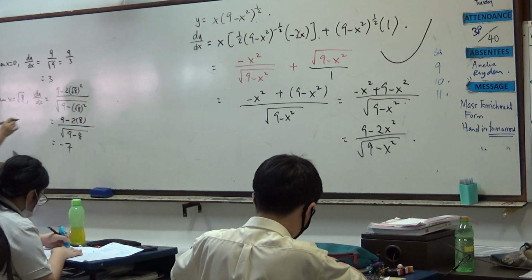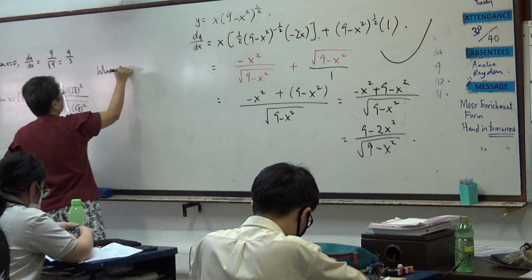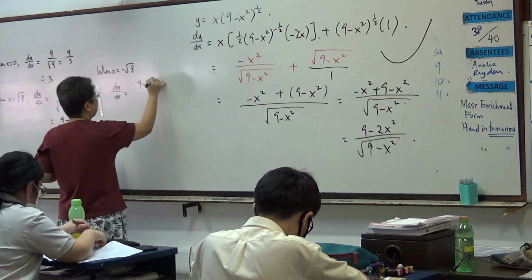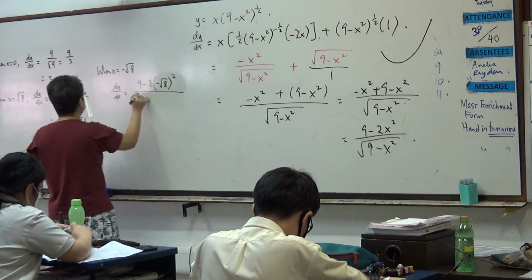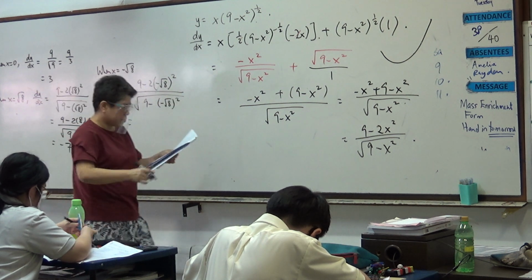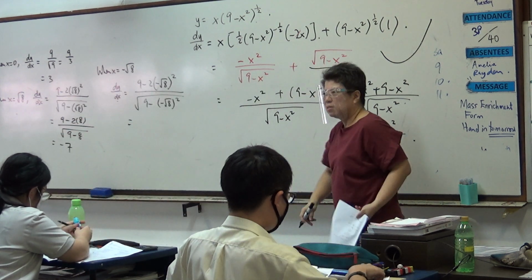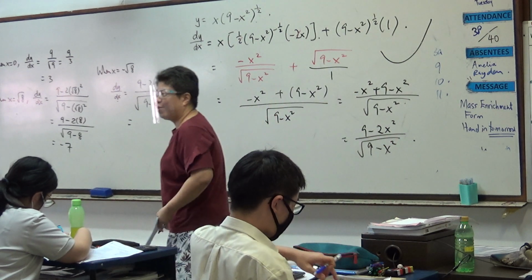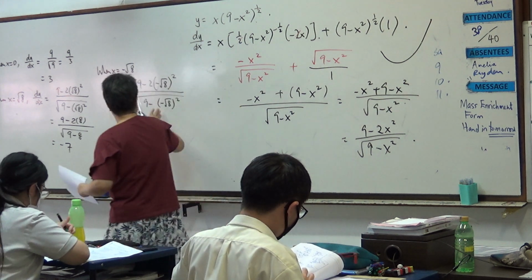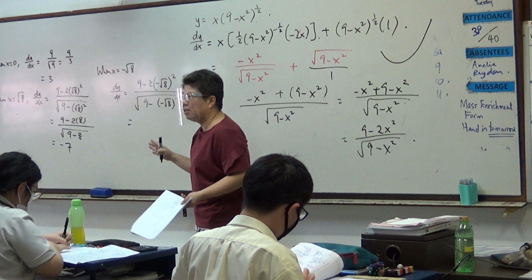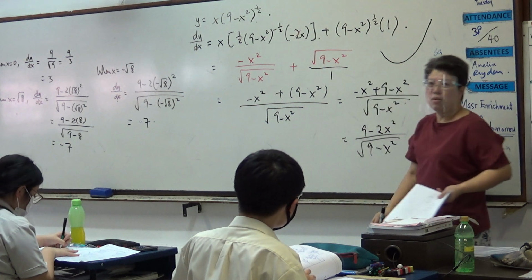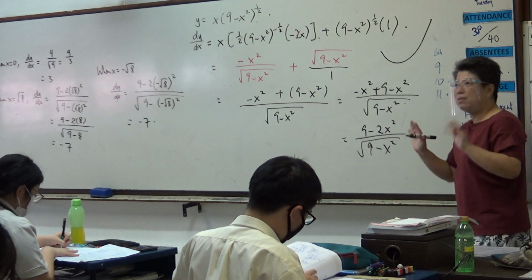Okay, I have one last point. What is it? Negative root 8. Actually, there's no difference. The gradient is still what? Negative 7. Do you all agree? Because when I square the negative, it's the same one. It doesn't make any difference. Negative and negative become positive. So the answer is still negative 7. Agree? So that's your question 10.